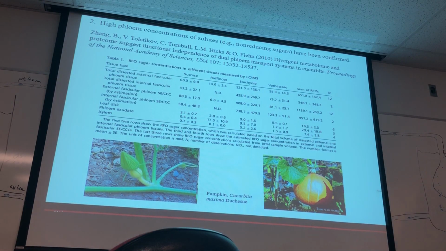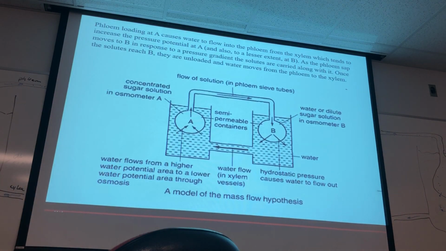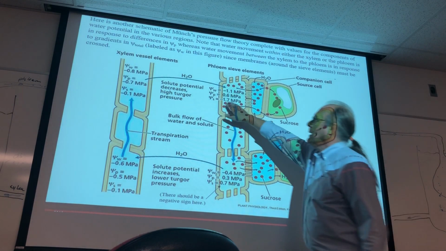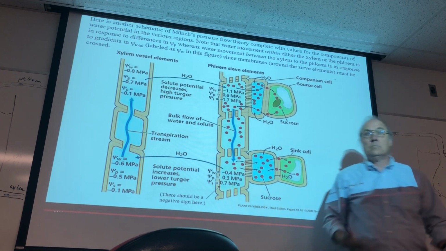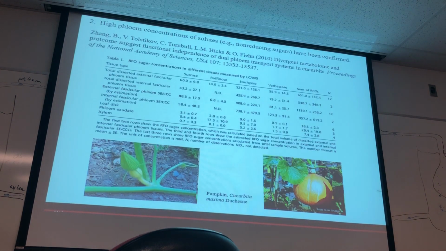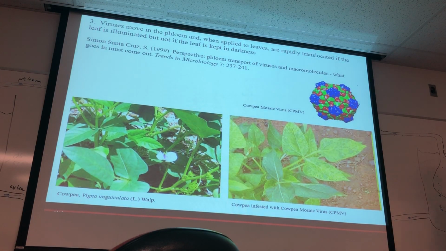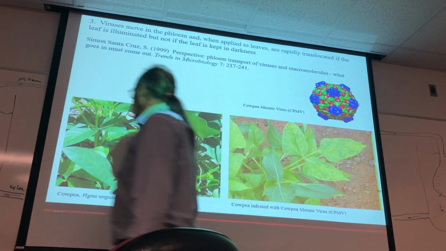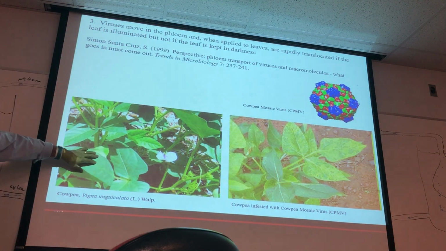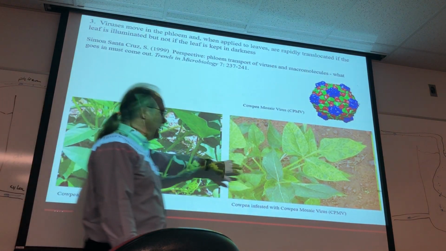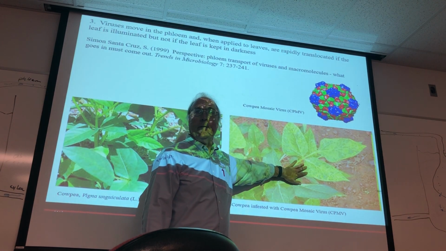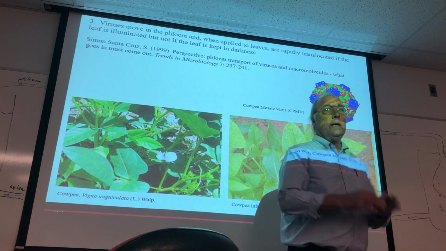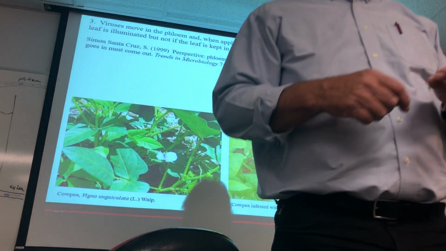After all, here's high concentration of something. So that's consistent with Münch's theory. Here's another one. Here's a nice one. This one, I like this one. So here's cowpea, Vigna unguiculata, right? And here's a cowpea that's infested with the virus, cowpea mosaic virus. Cowpea mosaic virus moves in the phloem of the plant.